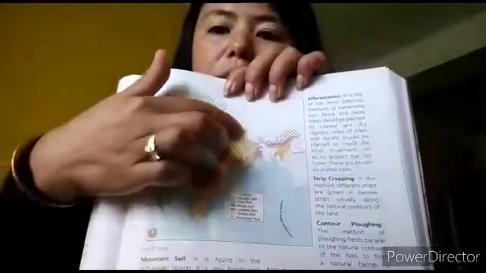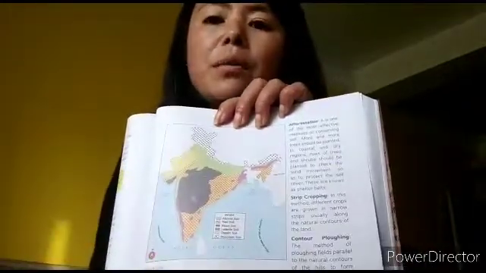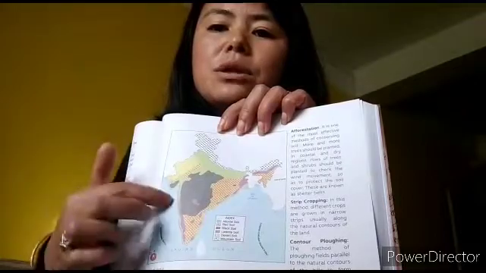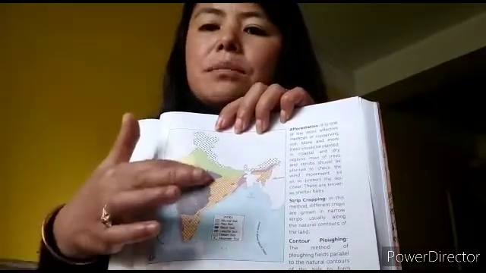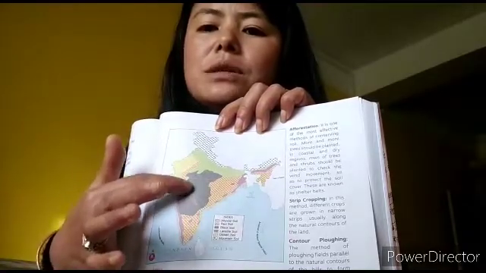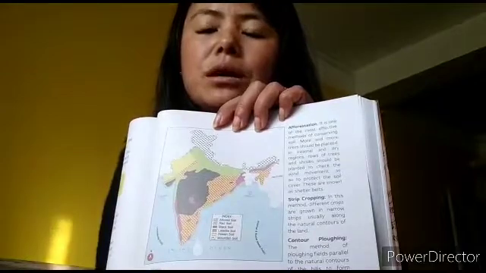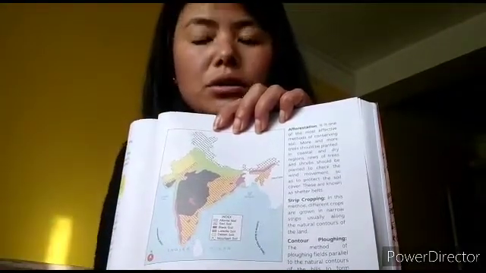Alluvial soil is found in most of the northern part of India and the coastal regions. This soil has been formed due to the deposition of silt and sediments brought by the different rivers, and this soil is very fertile and very good for growing crops, right? Next is your black soil. This black soil is found in the northeastern part of the Deccan Plateau, and it has been formed due to the weathering of the lava rocks, and this soil is very good for growing cotton, right?